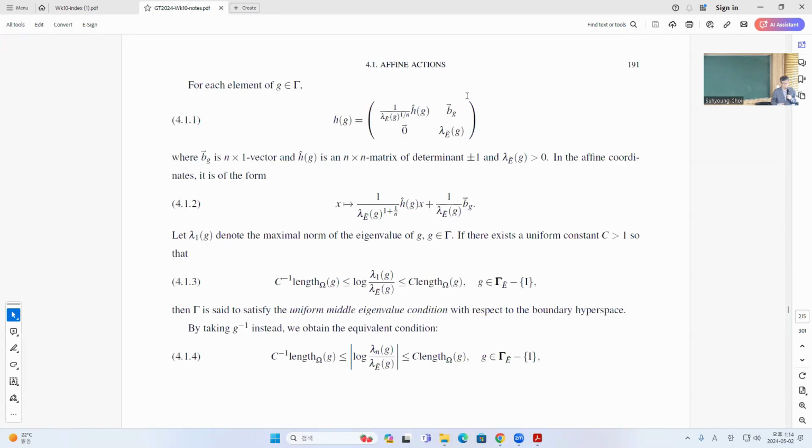So let me explain the uniform middle eigenvalue condition. An affine action means that you can think of every element as a matrix like this, an affine transformation. So you write it like this. H hat is some matrix with determinant plus or minus one, so I have to divide to make this into an SL_{n+1}^{±1} matrix. And then b(g) is some n times one vector, and zero is the zero row vector. And of course in the affine coordinate this will have this form, because if you want to normalize in the affine coordinate, then this is the form you get.